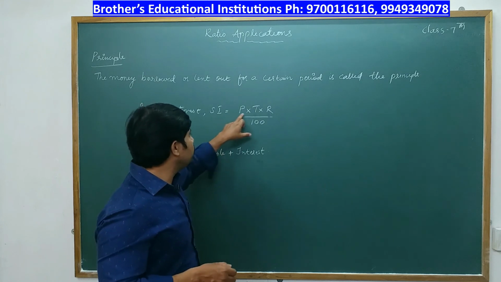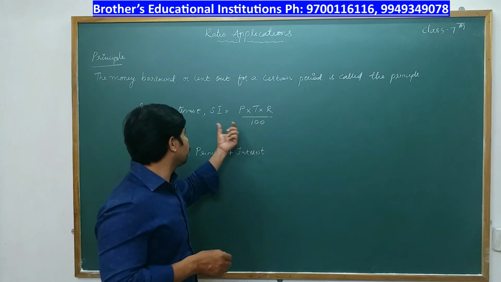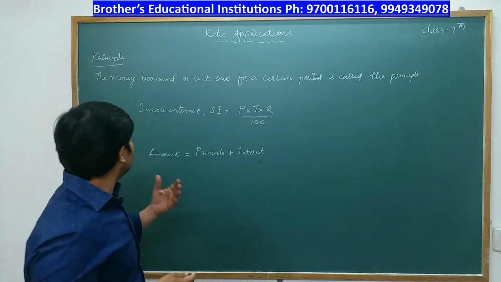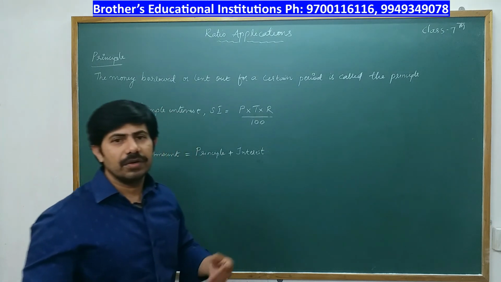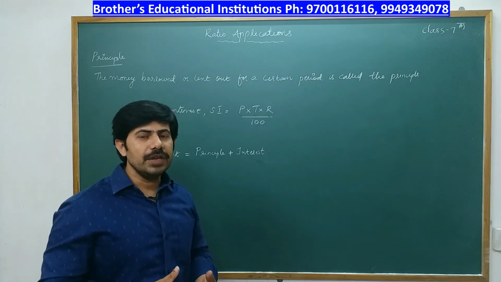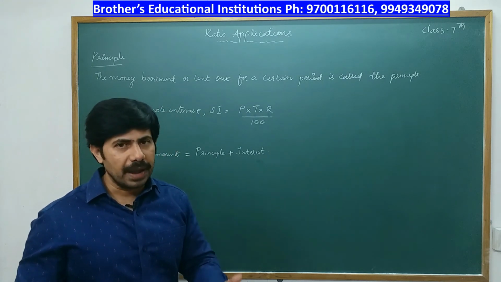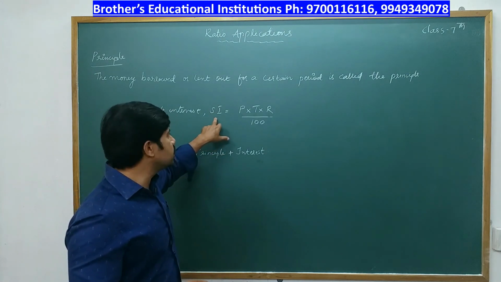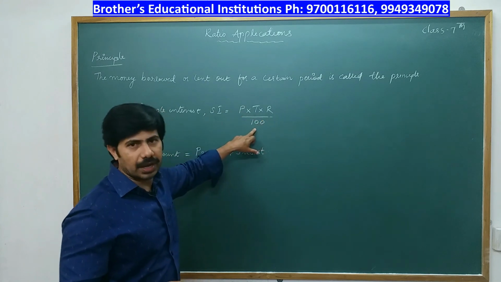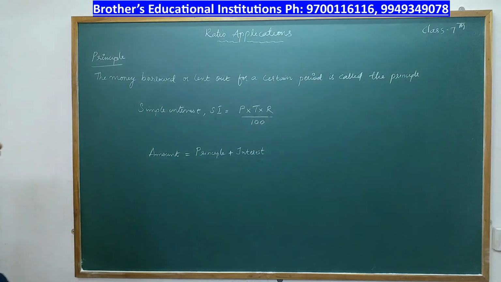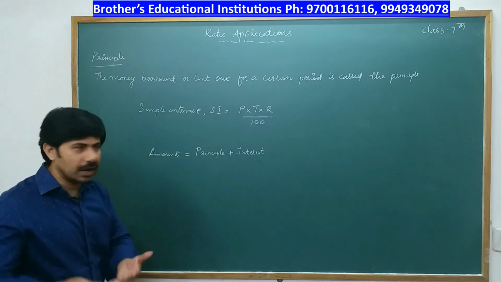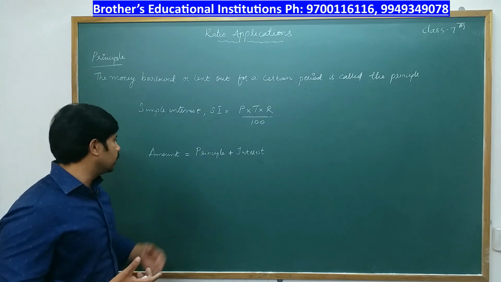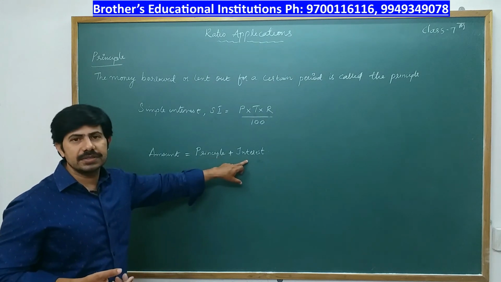R is the rate of interest that will be fixed by the person from whom we borrow, or by a bank. They'll fix a rate of interest per annum, which means per year. So SI is equal to PTR by 100. So this is the formula to calculate simple interest. Simple interest means when we borrow a certain sum of money from a bank or from a person, we need to return that amount with a certain interest. That interest is calculated by PTR by 100. Then the amount: with interest we have to return the total amount. Amount is nothing but principal plus interest.